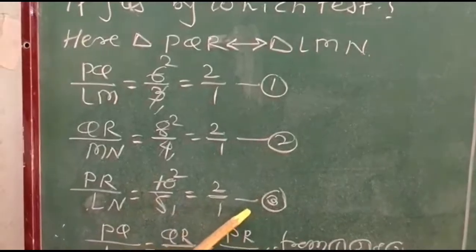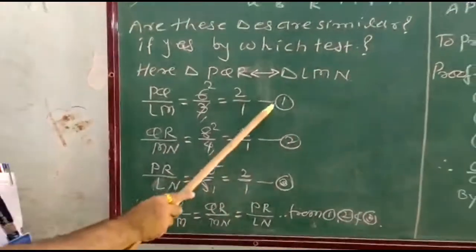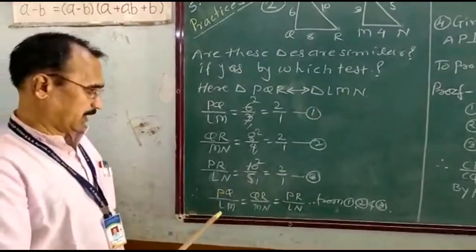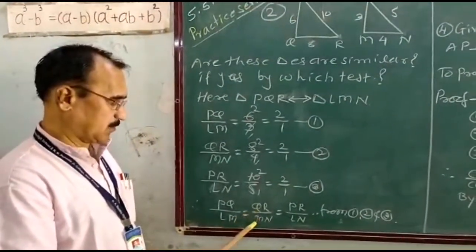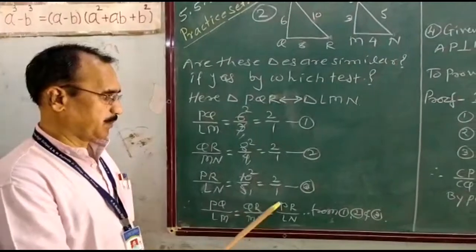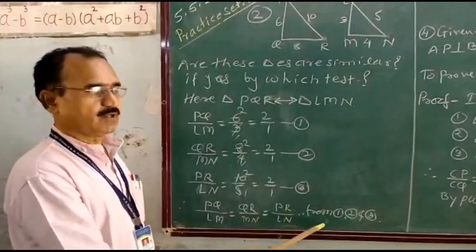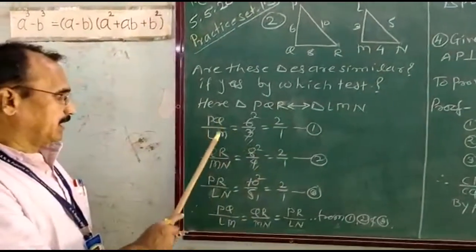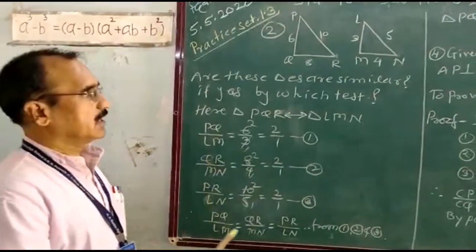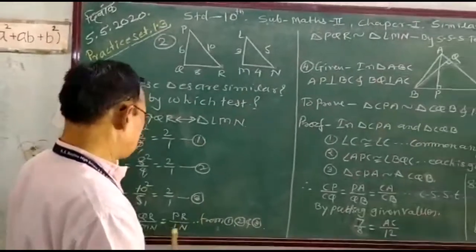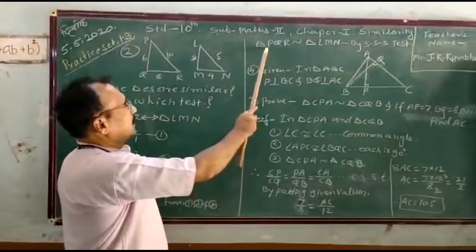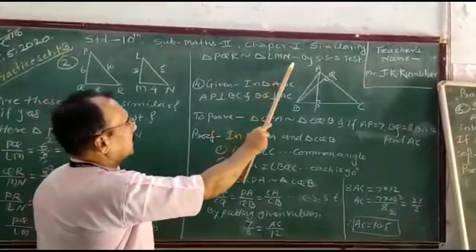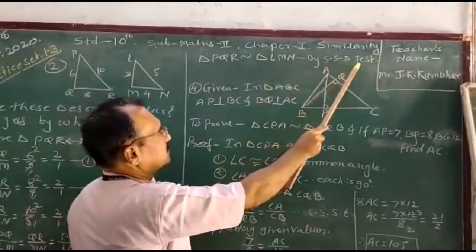This is the third equation. From equations 1 to 3 we can write PQ upon LM is equal to QR upon MN is equal to PR upon LN. From equations 1 to 3 all these RHS are the same, therefore LHS are the same. Now if these sides are in proportion, then we can write triangle PQR similar to triangle LMN by SSS test.